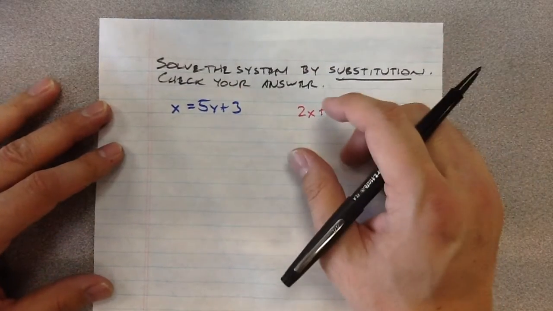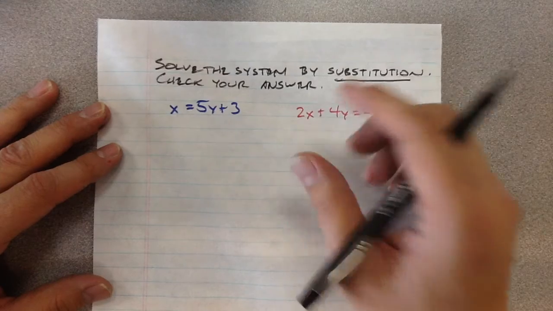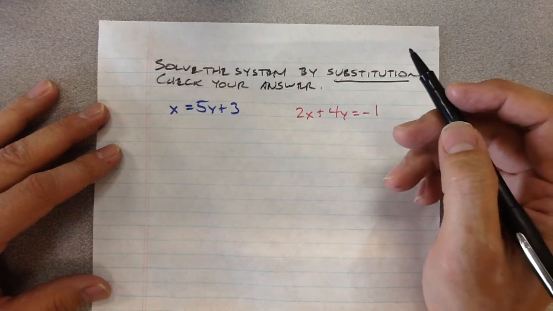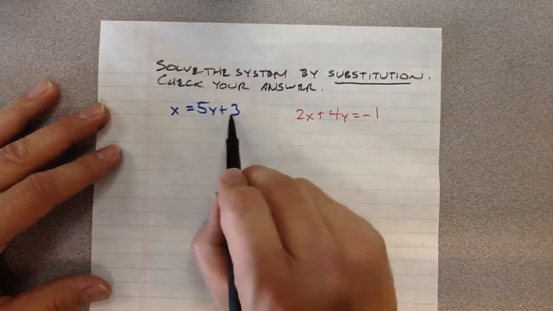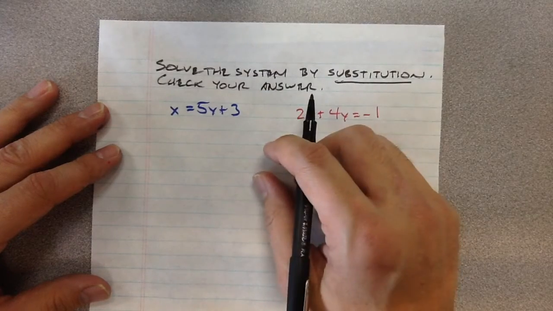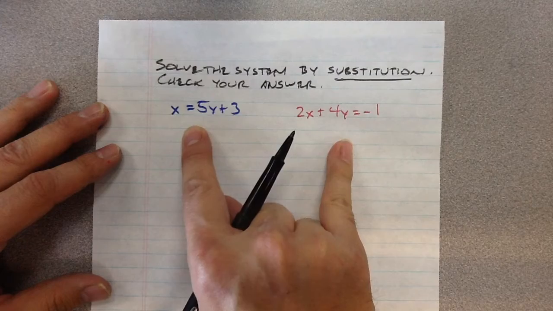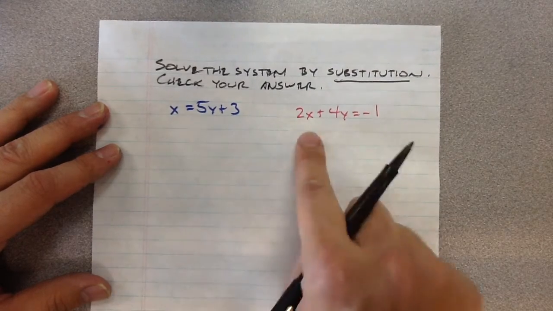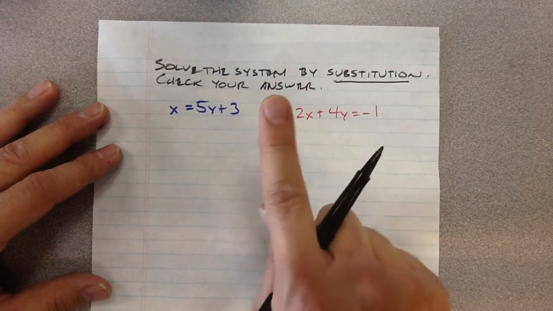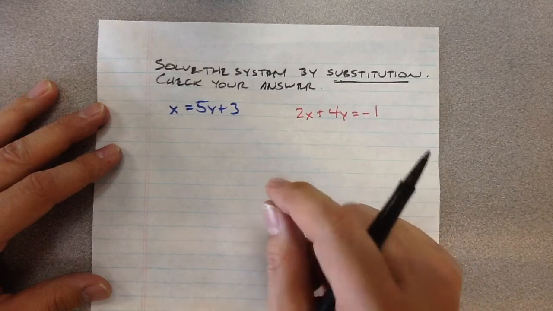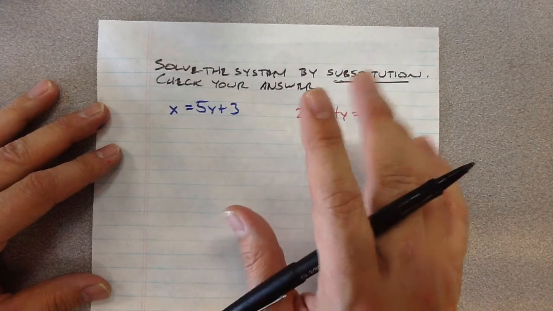Now substitution is a process where we want to basically combine these two equations. But our goal here is to get it down from two equations with each having two different variables down to a single equation with only one variable. Because if it only has one variable, we can solve it. Alright, so here's the idea.